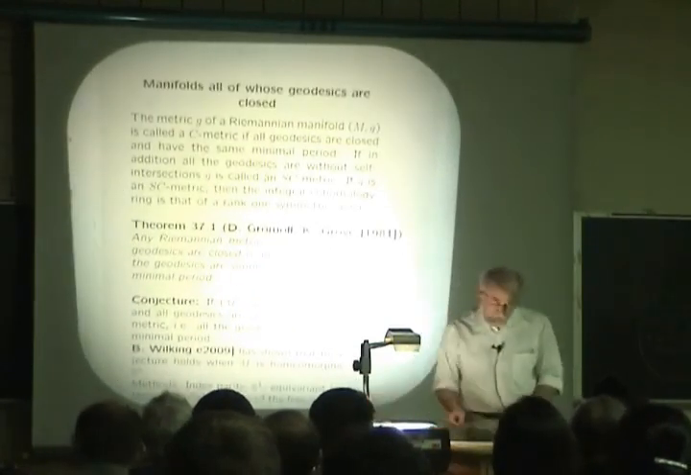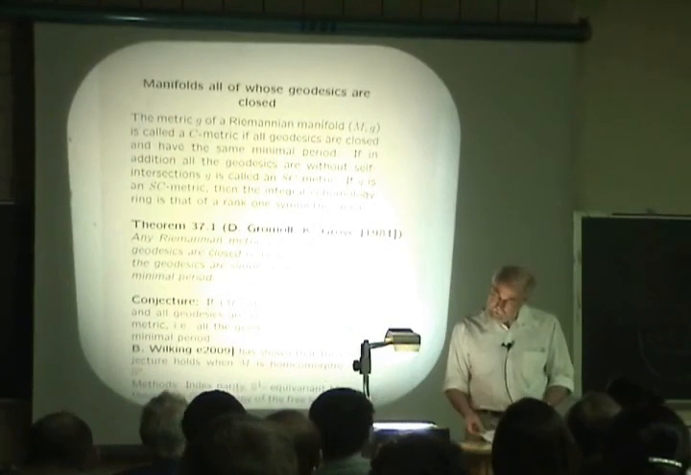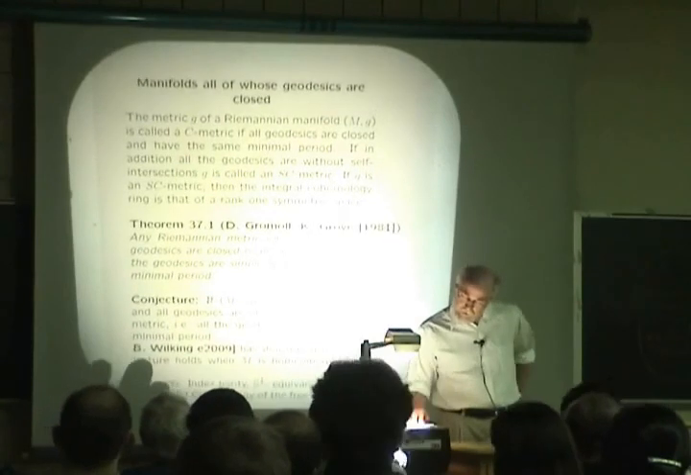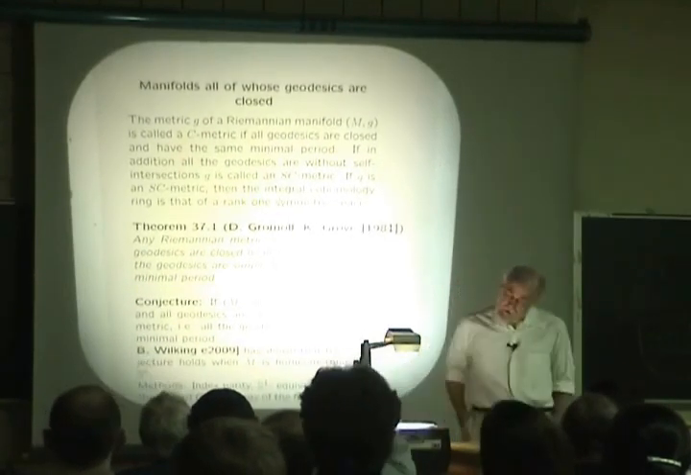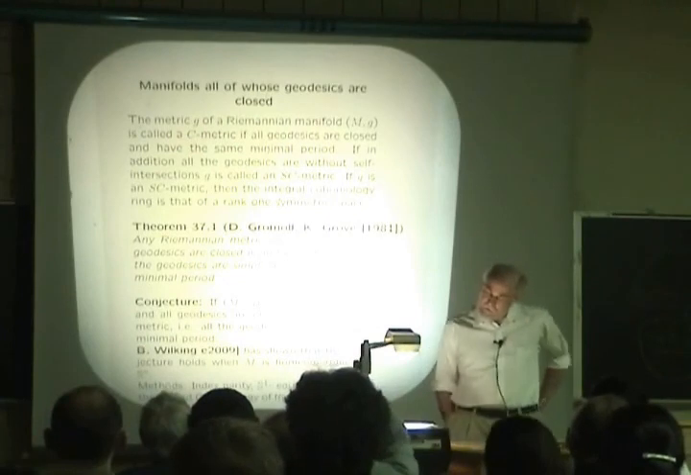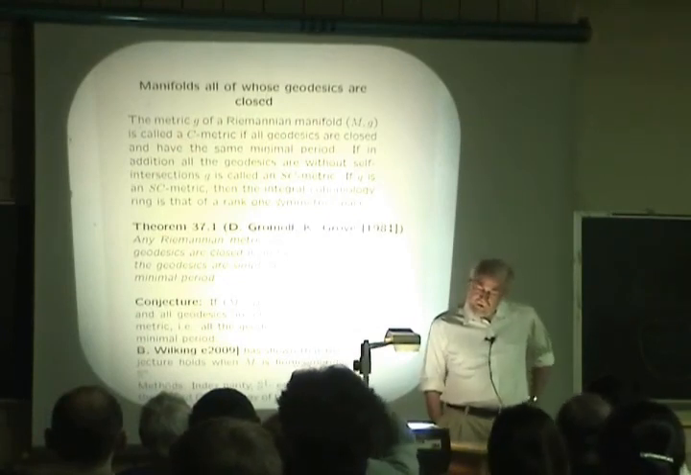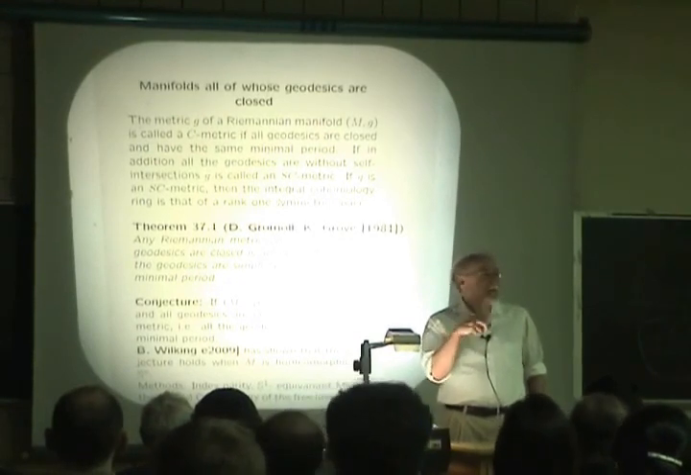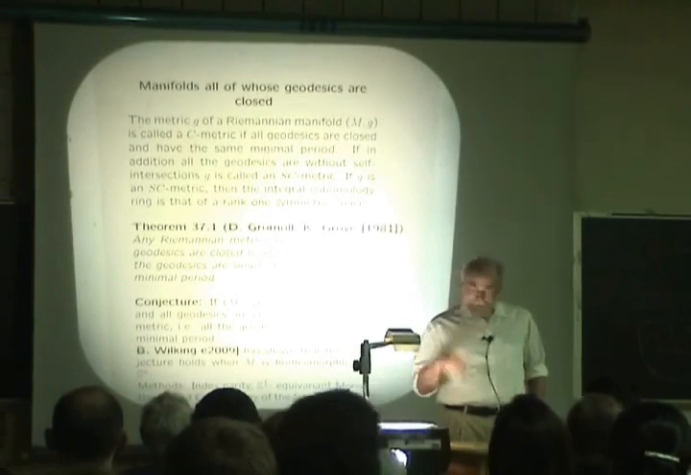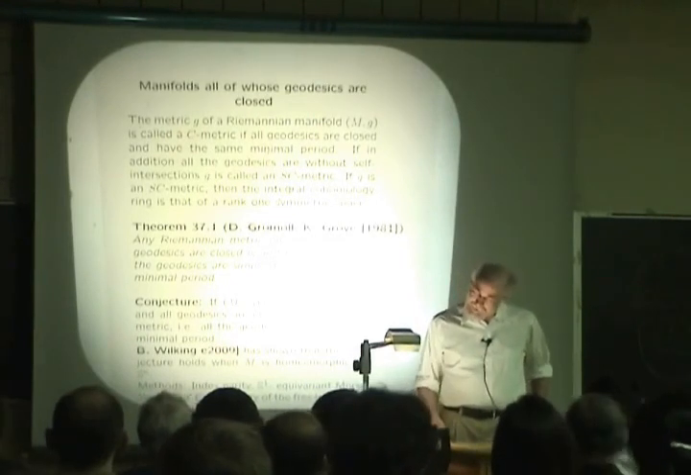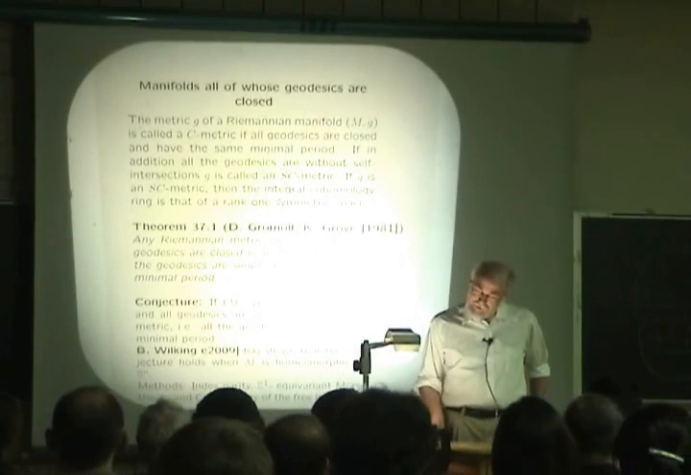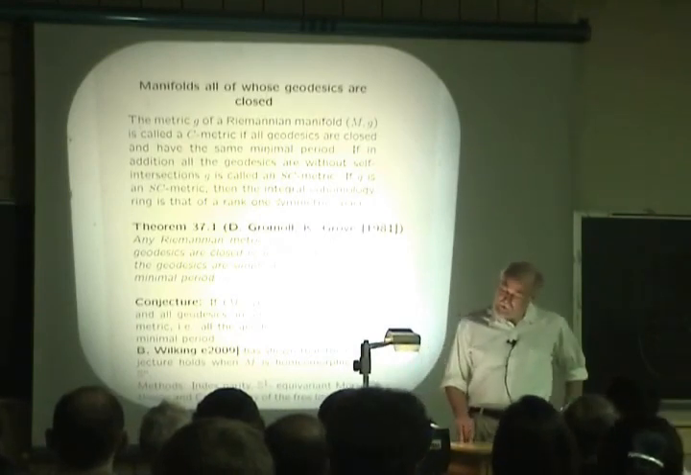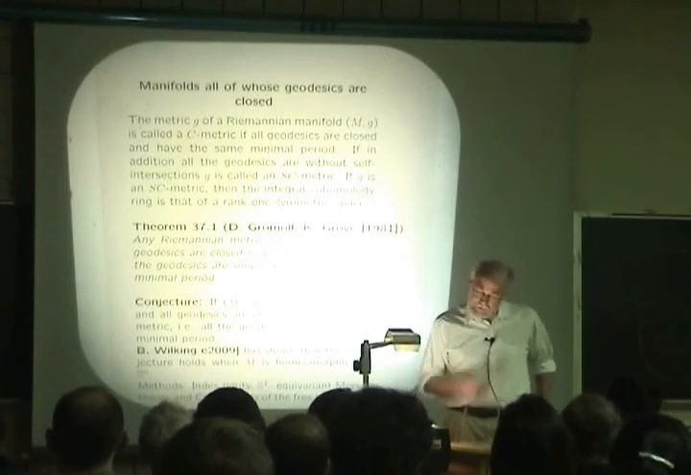Another issue that Gromoll and Meyer were interested in, and Gromoll and Grove were pursuing somewhat later, is the following. A metric on a Riemannian manifold is called a C metric if all geodesics are closed and have the same minimal period. I'm not sure why we call it a C metric. Anyway, it's called a C metric if the geodesics are closed and have the same minimal period. And if in addition all the geodesics have no self-intersections, they're embedded, then the metric is called an SC metric.